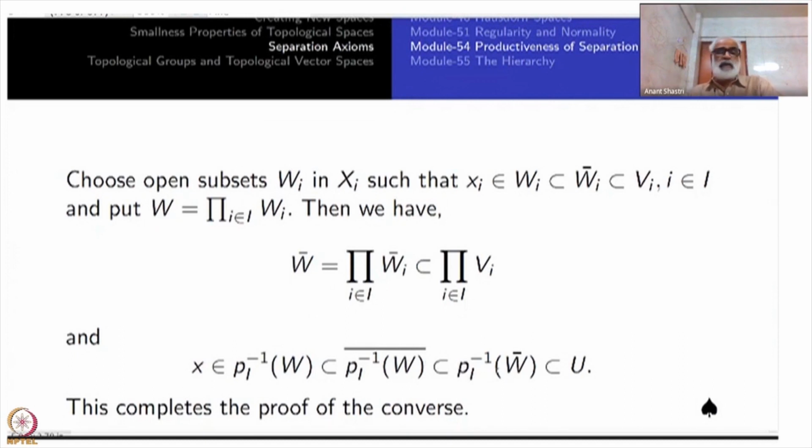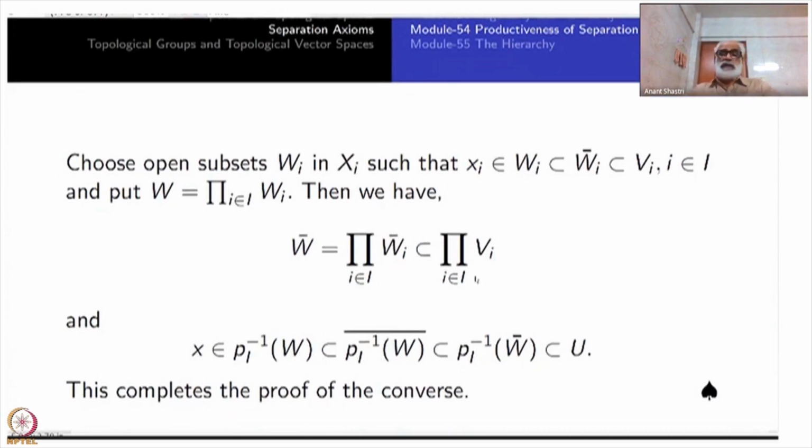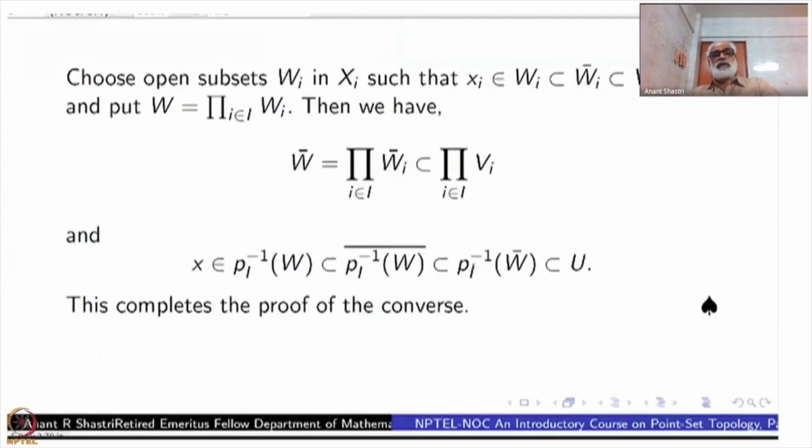This is contained inside this, no doubt. And this has been chosen such that it is inside U, because what is this pi inverse of W bar? W bar is inside this one, so pi inverse of W bar is pi inverse of these, and these things are contained inside U. That is the choice of the V_i's. So that completes the proof. Not much hard work here.